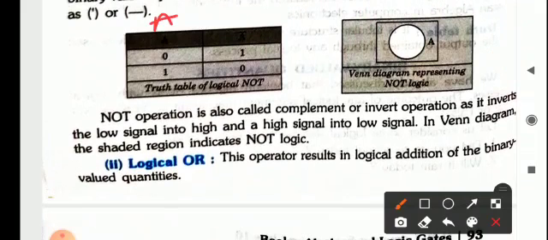Here it is written A and this is your A not. Okay, so it works on a unary operator, no use of a second variable. Only on A it will function. If it is 0, then A not is 1, and if it is 1, then it will become 0. So this is the truth table of the NOT operator.